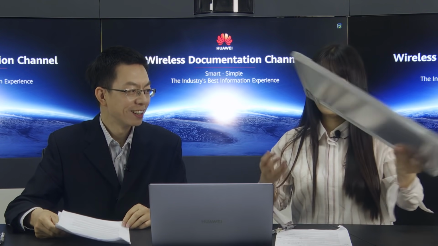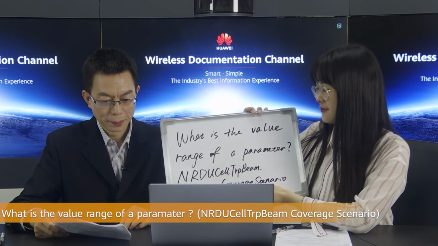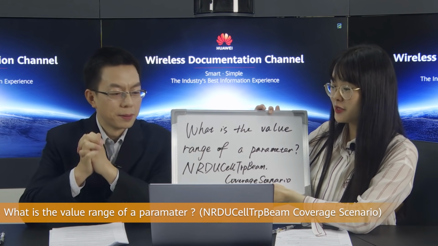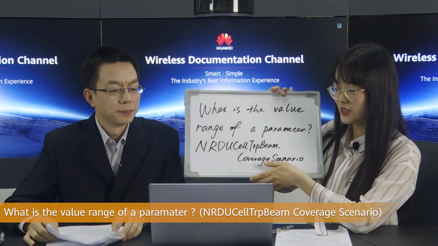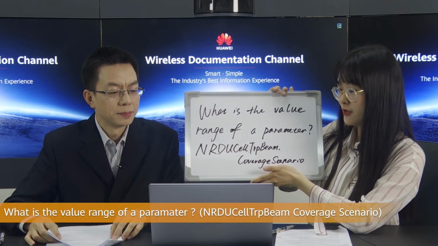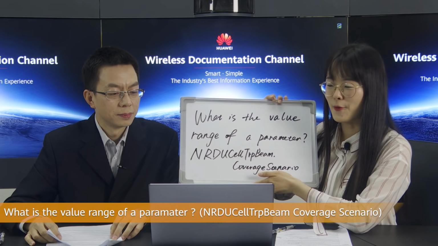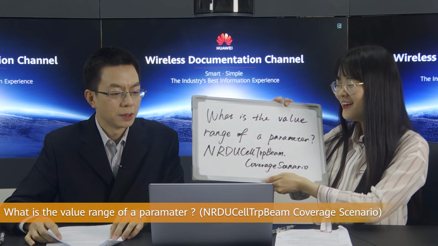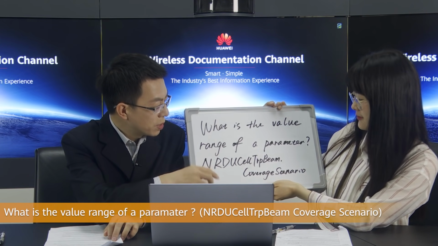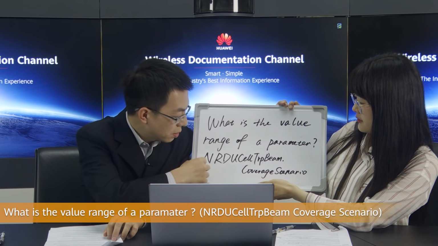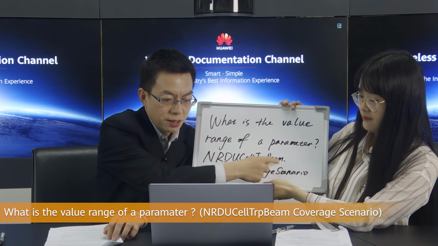So those watching online, get ready for the third question. The third one is, what is the value range of a parameter? And we take NRDUCellTrp.beamCoverageScenario as an example. Oh, that's not an easy one. Okay, hold on. Here I think there is a dot in between.